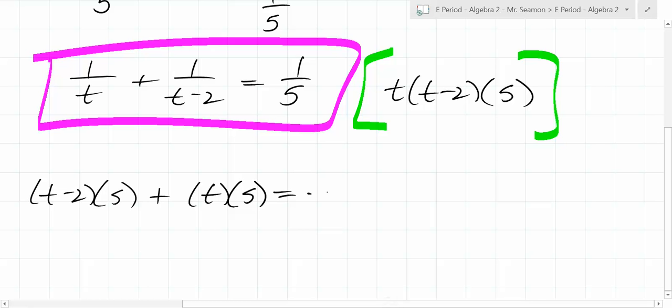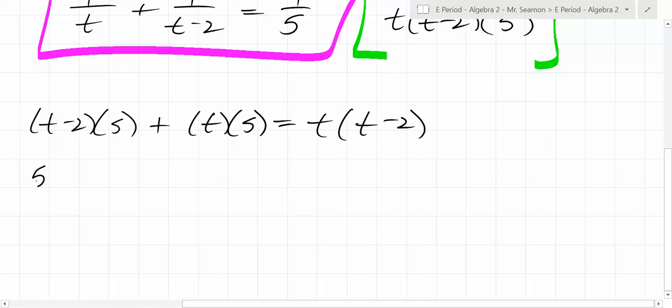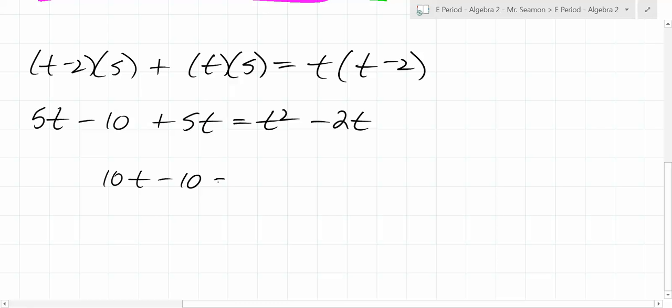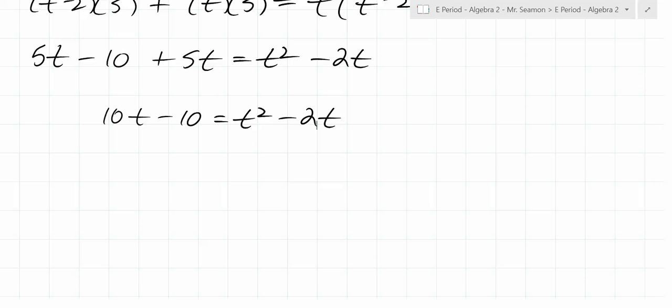Equals T minus 2. Is that in standard form yet? Not yet. Plus 5t equals t squared minus 2t. Is that in standard form? Is it getting closer? So what do we end up with here? We have 10t minus 10 is equal to t squared minus 2t.